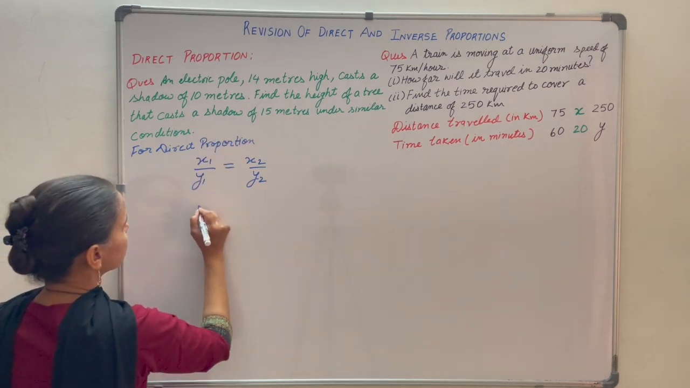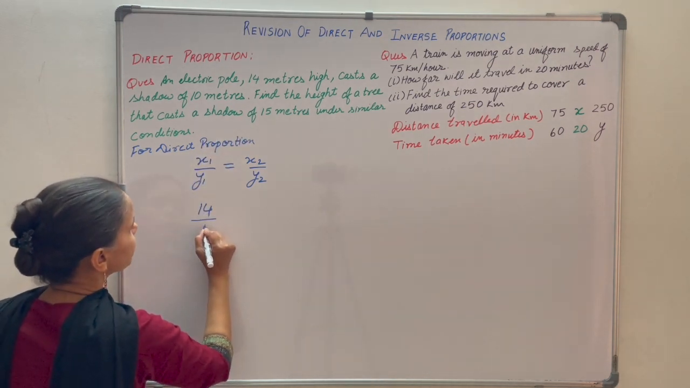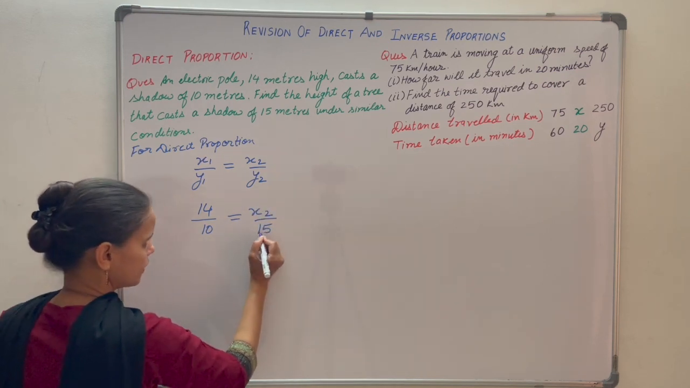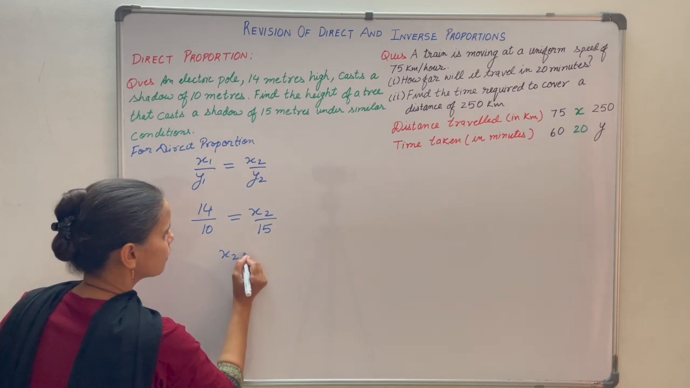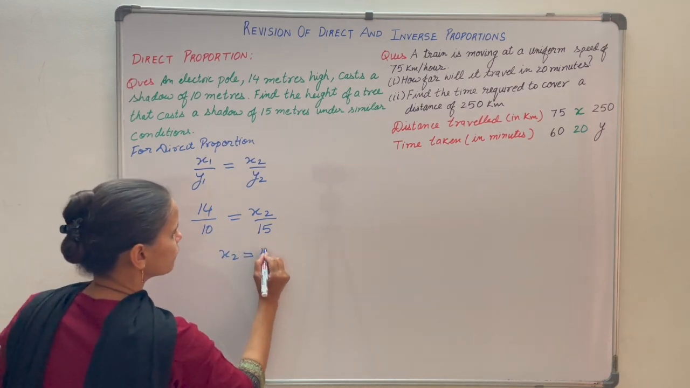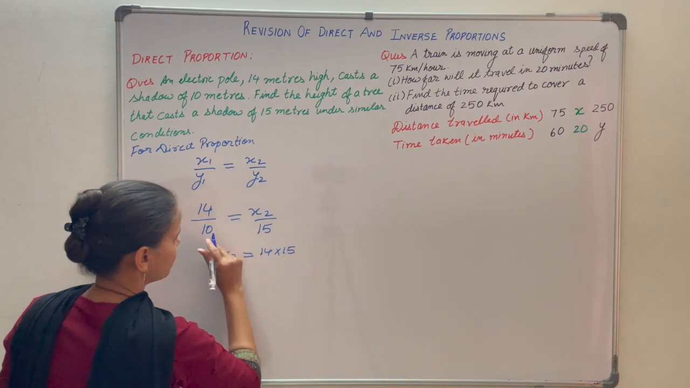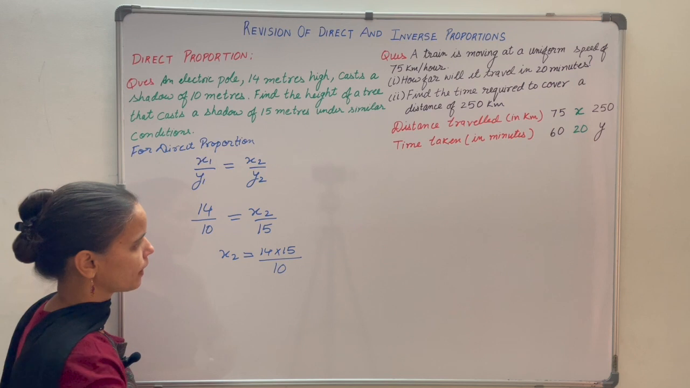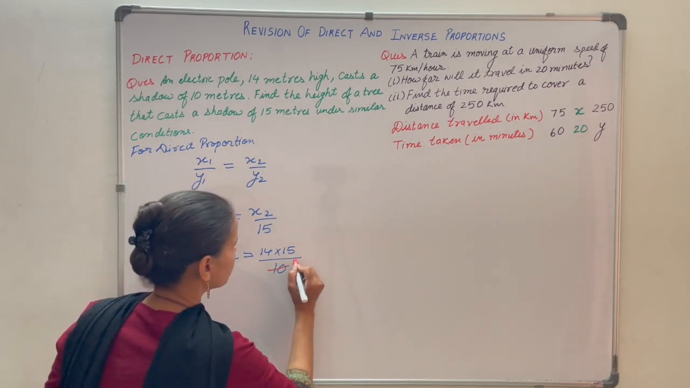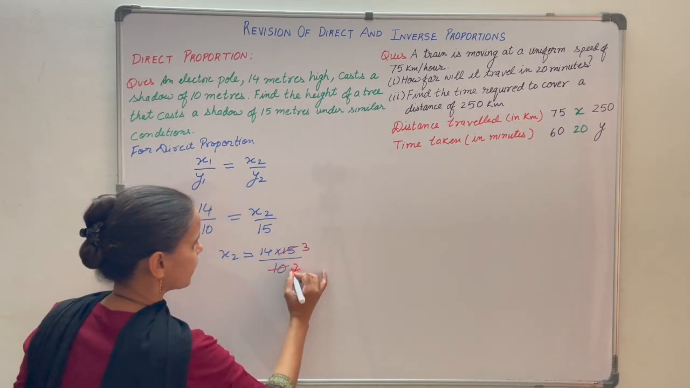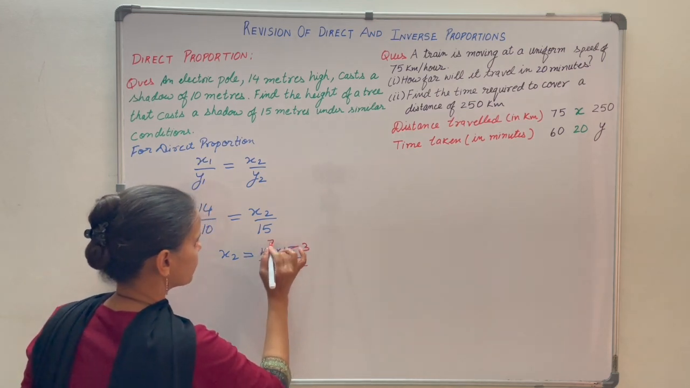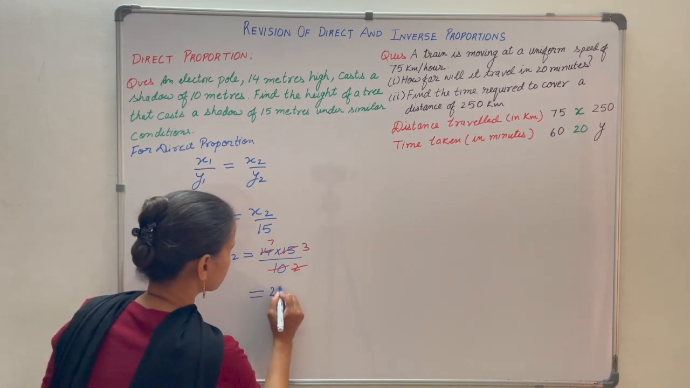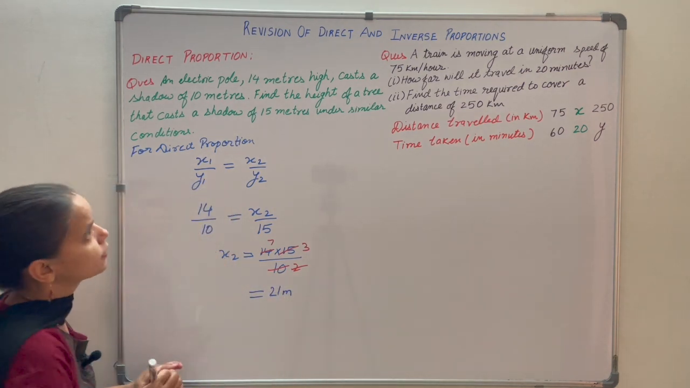So x1 value is given to you as 14 and the corresponding value is 10. x2 value you need to find out, corresponding value is 15. So x2 is 14 into 15, we cross multiply, upon 10. So you can cancel 10 and 15 by 5. So you get here 2 and you get here 3. You can cancel 2 and 14. So you get here 7. So 7 into 3, you get 21, is the height of the tree.